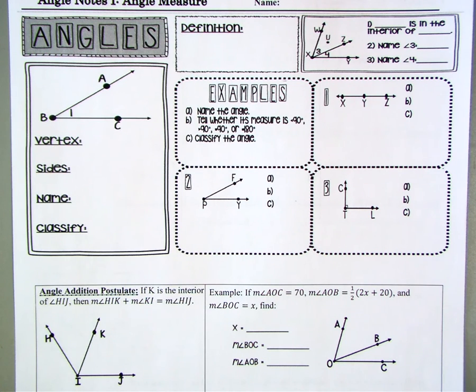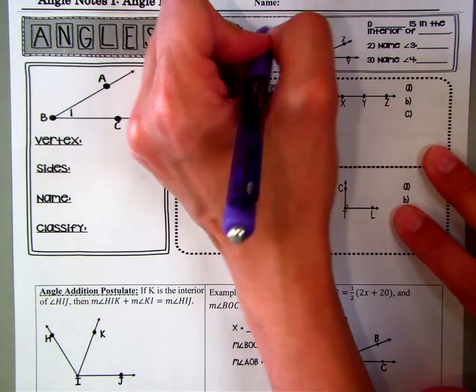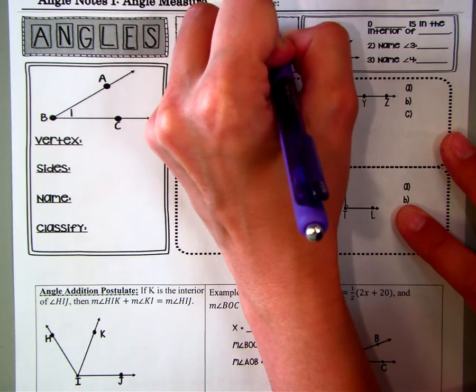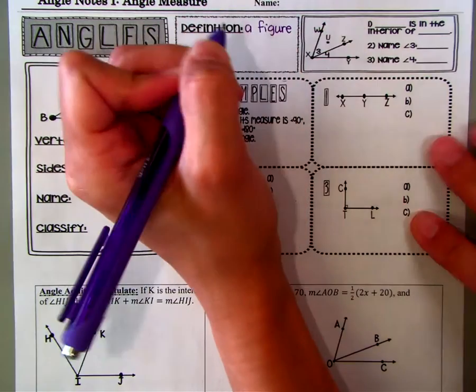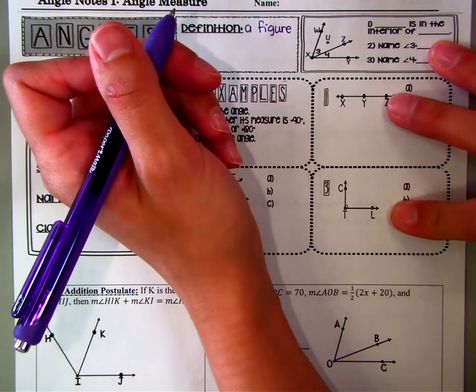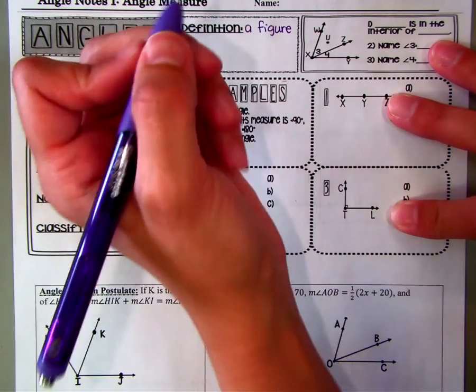So we're going to look at angles. By definition, an angle is a figure consisting of two non-collinear rays with a common endpoint.